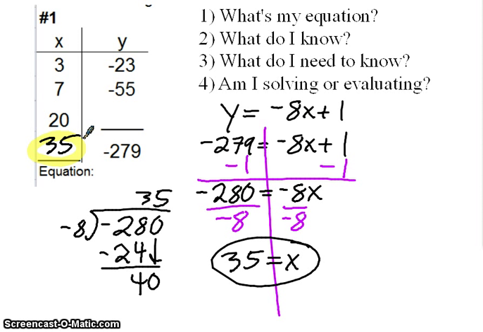Okay, so that's how I found those 2 missing values. What's my equation? What do I know? What do I need to know? And am I solving or evaluating? If you want to at this time, there's a video where I have some practice problems. You can try those now that I've given you these notes here. Okay, so give those a try and good luck.